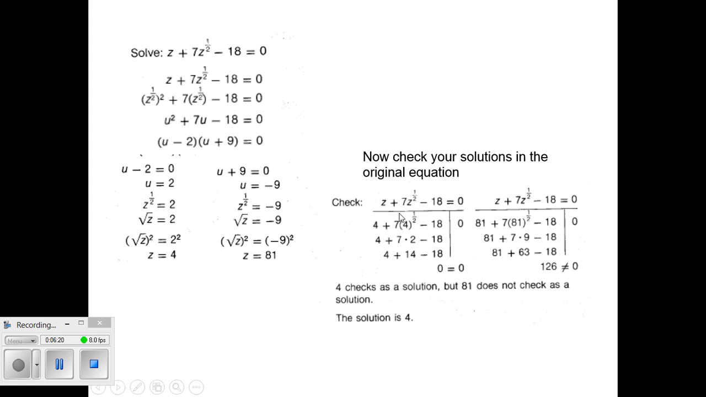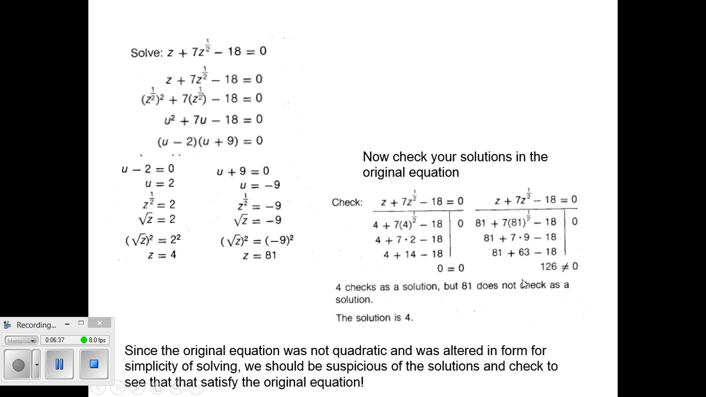So we come over here, we put in the 4, and of course the half power means the square root, and that seems to strike up a balance. Now when we come over here and we put in the 81, the half power of 81 turns that into 9. That does not strike up a balance.